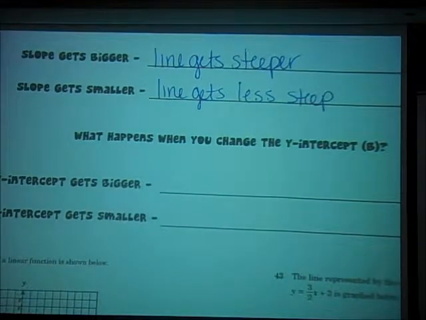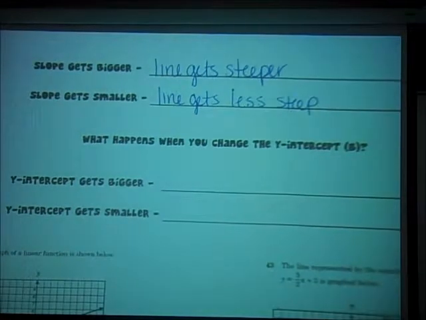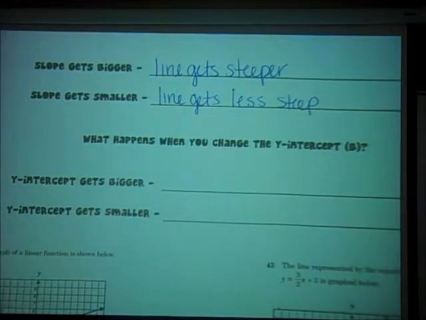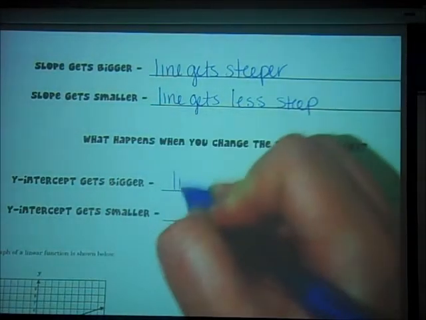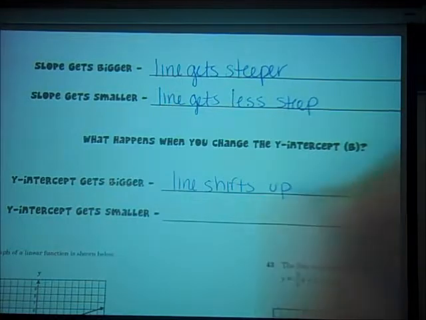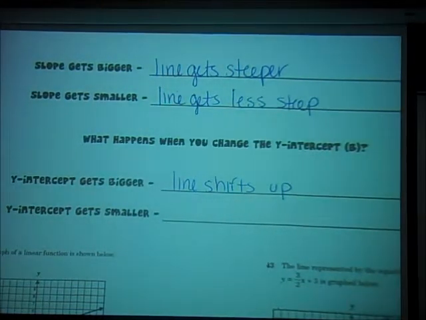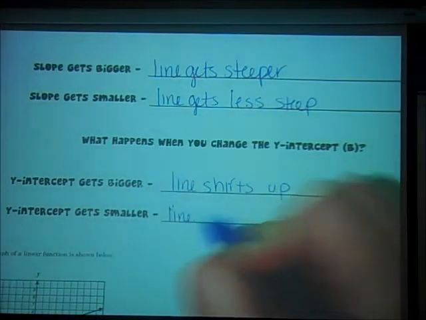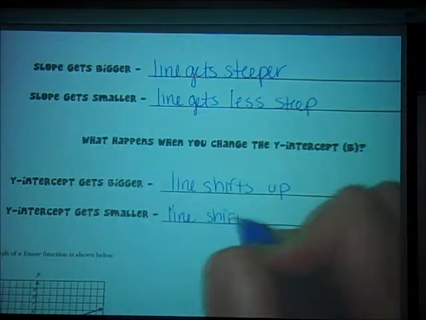All right, what about if you change the y-intercept, our b-value? Well, this is very similar, almost exactly the same thing as when we changed the y-intercept in our parabolas, in our quadratics from last week. If our y-intercept gets bigger, that means my line shifts up. So then what happens if my y-intercept gets smaller? Yeah, it will shift down.